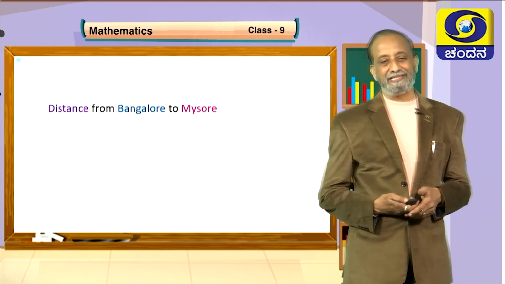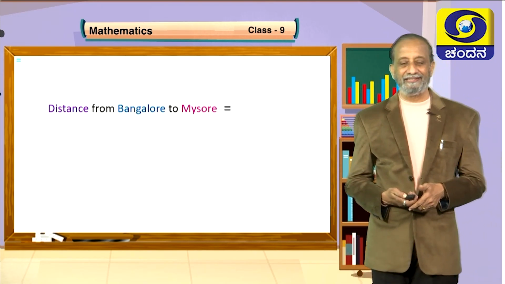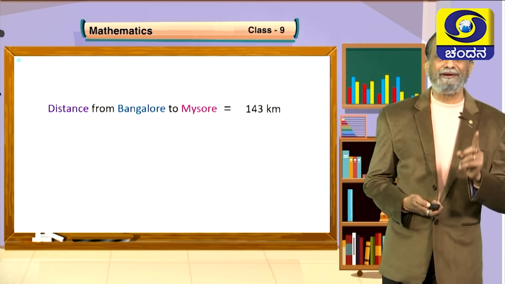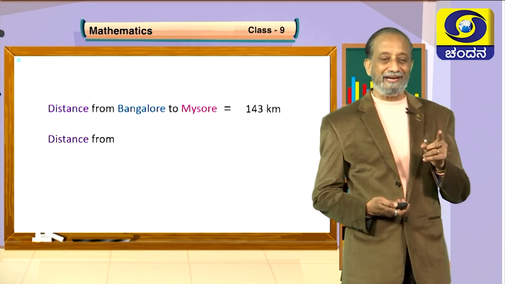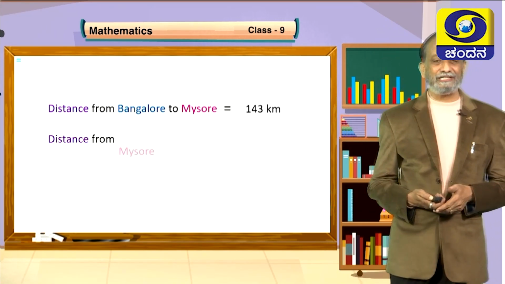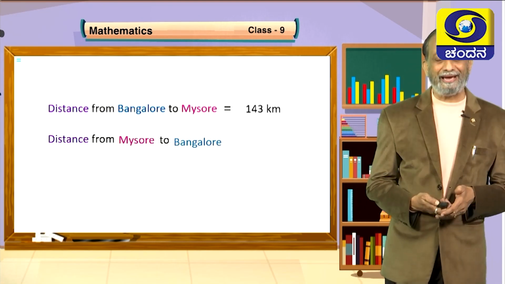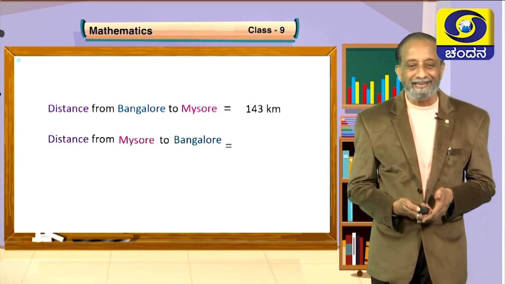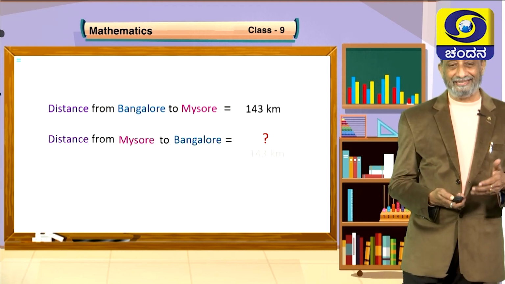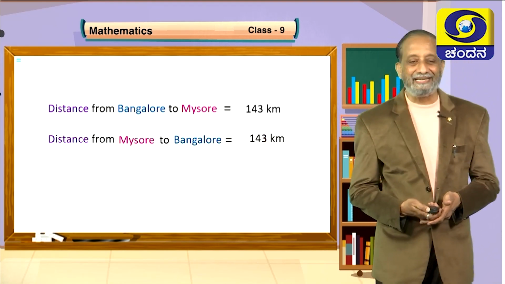Children, what is the distance from Bangalore to Mysore, children? Yes, it is actually 143 kilometer. And if he asks you what is the distance from Mysore to Bangalore, what you will say? So, what is your answer? It is actually 143 kilometer only.